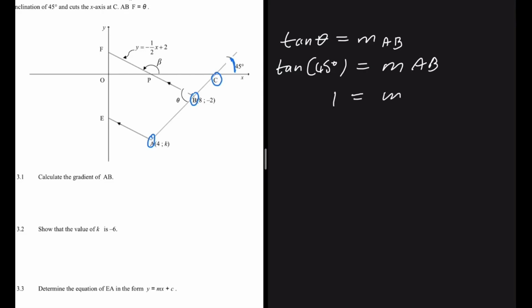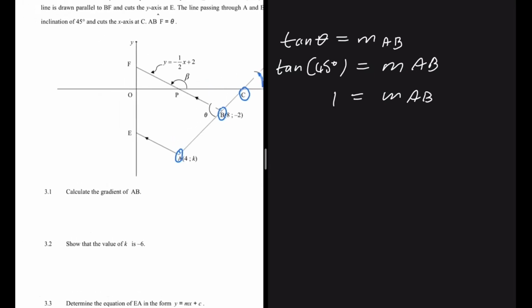So since we have the angle of inclination, we can use tan theta is equals to the gradient of AB, right? We are allowed to do this. From here, we can then say that tan of 45 degrees is equals to the gradient of AB. So the gradient of AB will be tan of 45 degrees is 1, so the gradient of AB is equals to 1. And that's how you do that question.